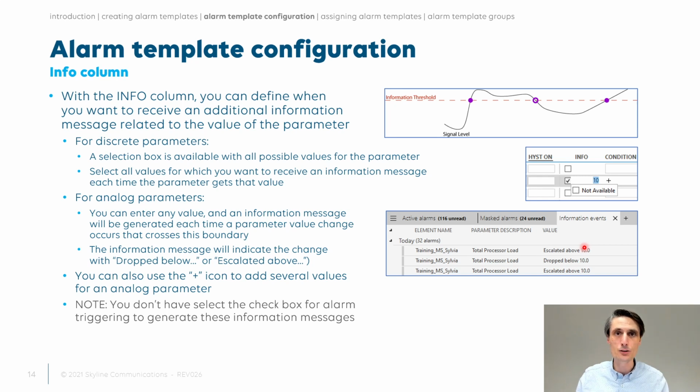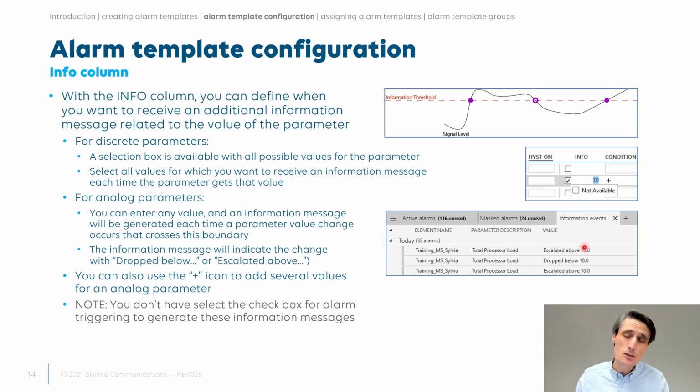So maybe if you want to track something like a fan status on/off, you can generate an information event instead of an alarm. We can, of course, also activate trending. That's something we will discover in the trend templates.